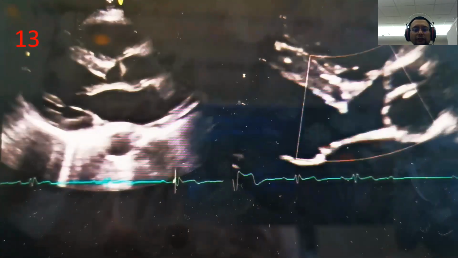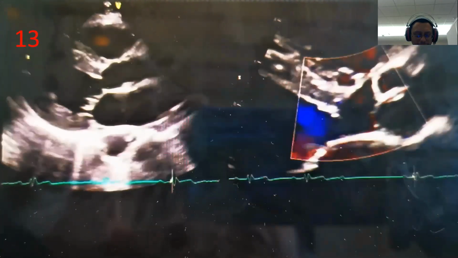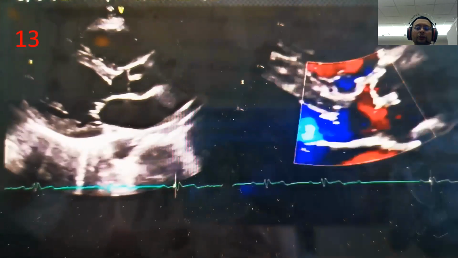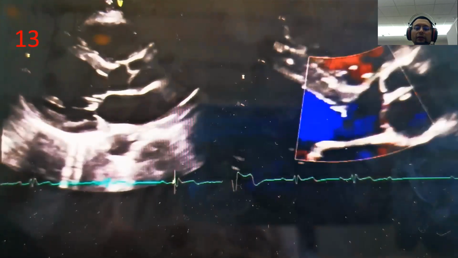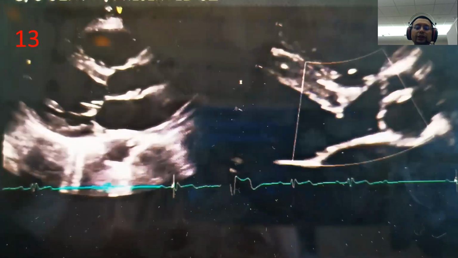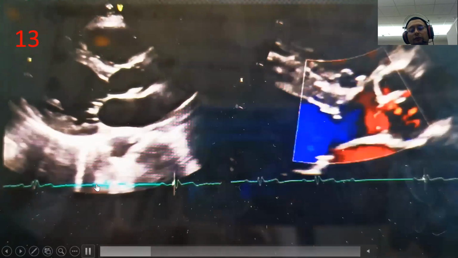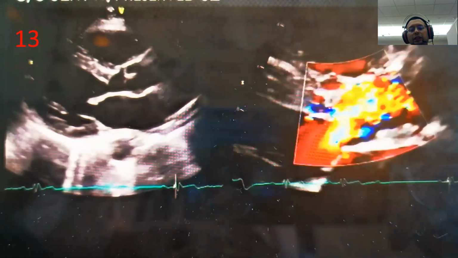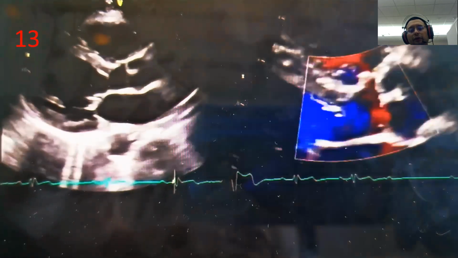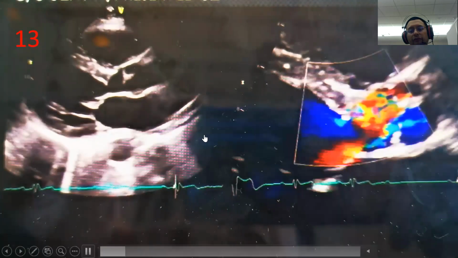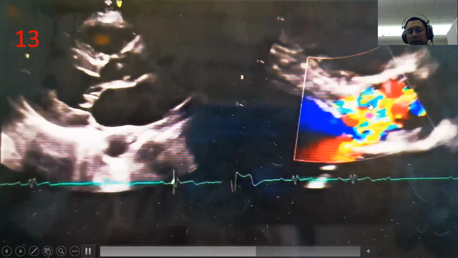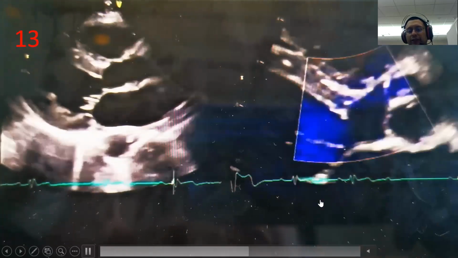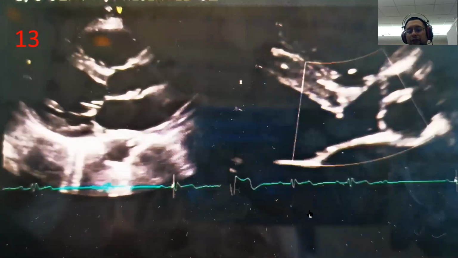So this is a parasternal long axis view. What do you see here, Siling? Do you see turbulence across the aortic valve or not? Okay, this aortic valve here. That is turbulence across the aortic valve, right? AR, is it? Oh, nope. Stenosis. It is during systole. All right, so let's go.